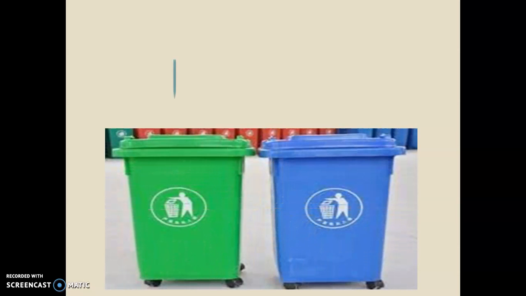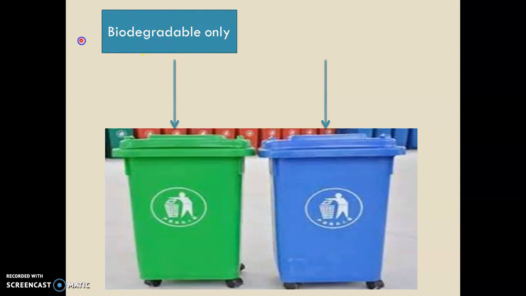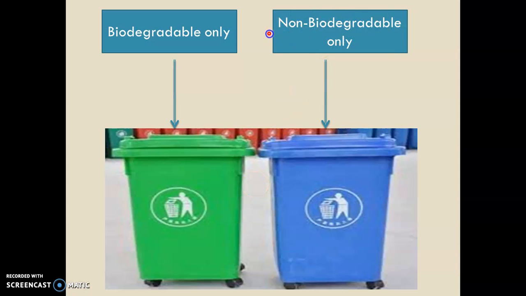Two types of dustbins. Here you can see one green dustbin and one blue dustbin. The green dustbin is for biodegradable waste only, and the blue one is for non-biodegradable waste only. Whenever you go in a shop or in a mall and want to throw something, there will be two dustbins kept. Please throw the waste accordingly.